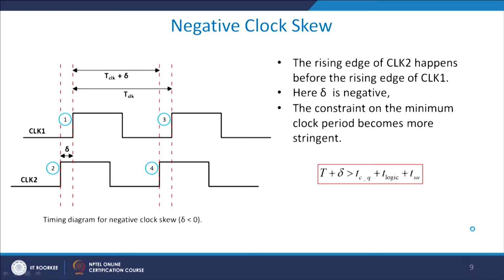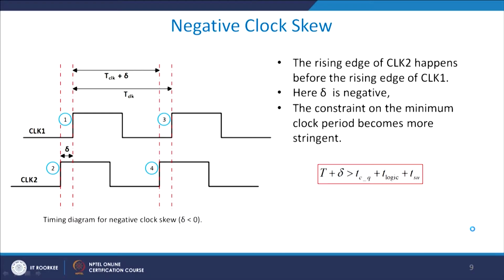Let me come to negative clock skew. Negative clock skew is just the reverse of positive. In the positive clock skew, the data path and the person who is looking at the skew were in the same direction. So, if the data path was moving from x to y, the clock was also moving from x to y. Here the reverse is happening.